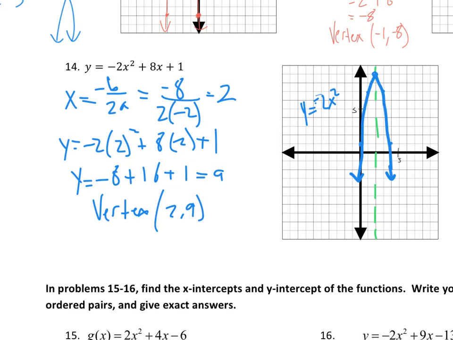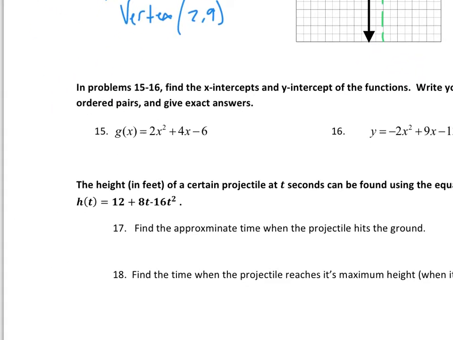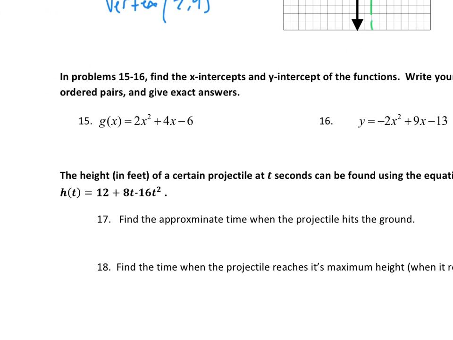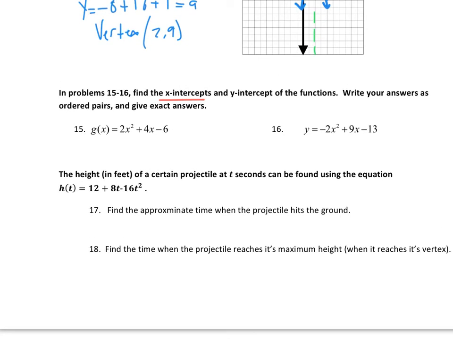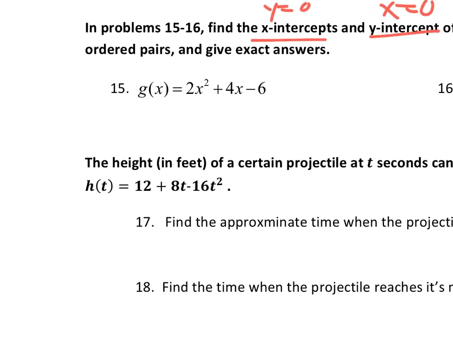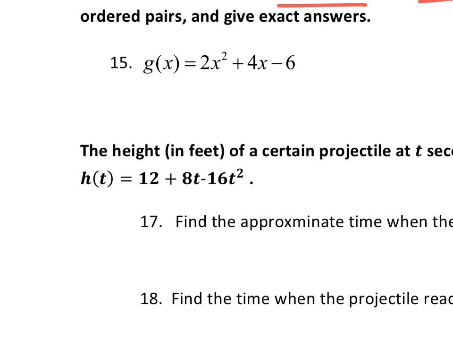Now let's go on and find some problems. So we have x-intercepts and y-intercepts. On these next couple problems, we're going to find some x and y-intercepts. Remember, x-intercepts happen when y is 0, and the y-intercepts happen when x is 0. Exact opposite. So we'll write them as ordered pairs. That should make life easy.